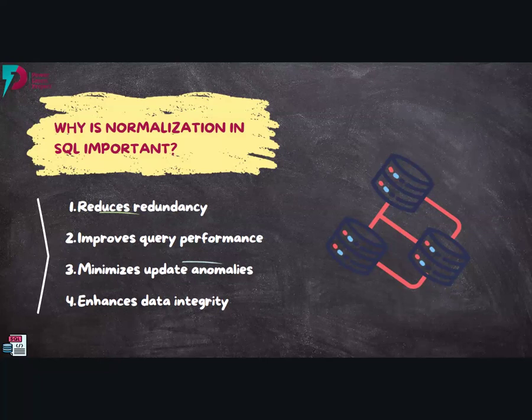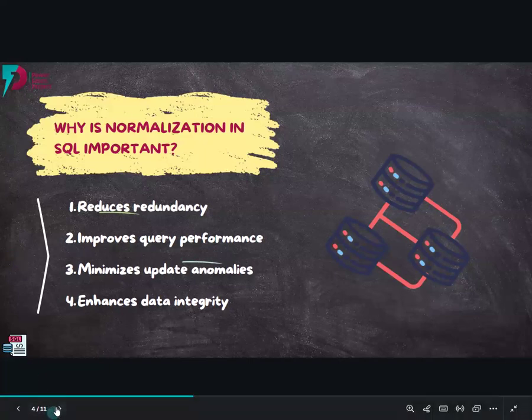What do I mean by improve query performance? You can perform faster query execution on smaller tables that have undergone normalization. Another thing is minimize update anomalies. With normalized tables, you can easily update data without affecting other records. Enhances data integrity. It ensures data remains consistent and accurate.